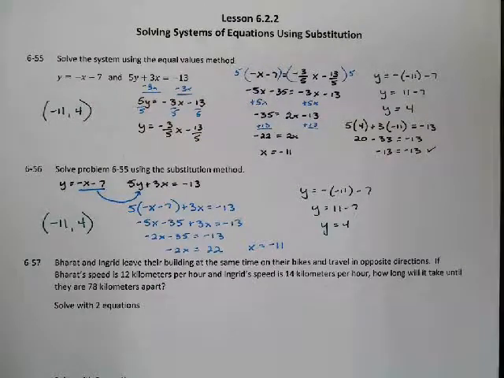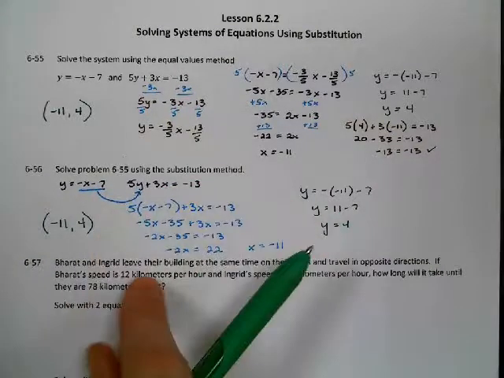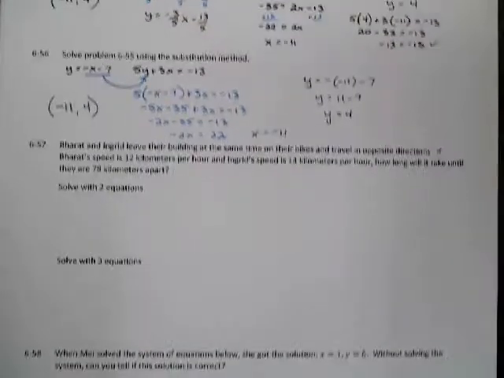But like I said, if both of these were y equals something and then this one was y equals something, yeah, equal values method, best way to do it. All right, here we go, next one.